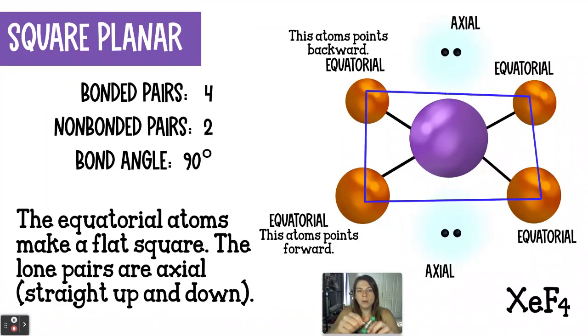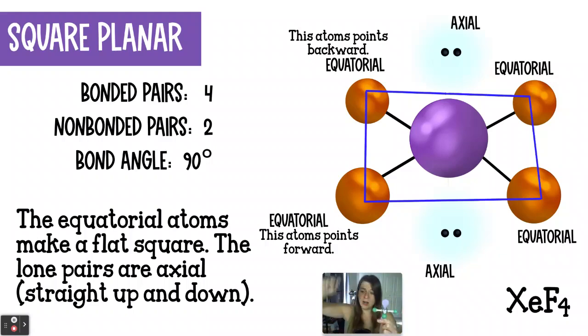You would have 4 bonded pairs. They're all equatorial. And then you would have 2 lone pairs. Because they're really big and don't like to be near each other, they're both going to go axial, meaning they're going to be as far away from each other as possible. The remaining atoms are going to make a flat square. So that's why it's called square planar. The bond angle between any of these is still 90 because you really can't squeeze these any closer together.